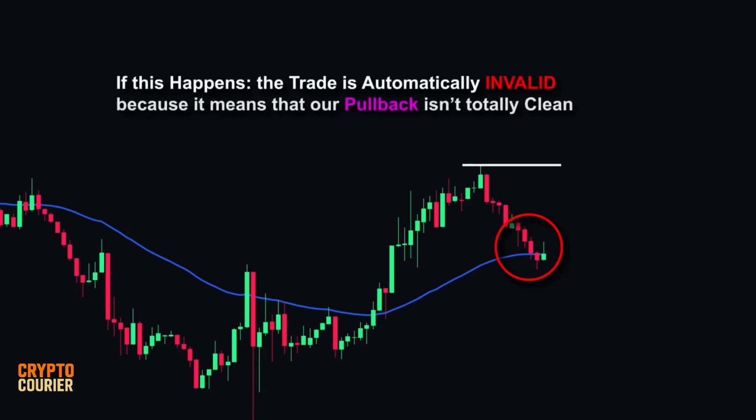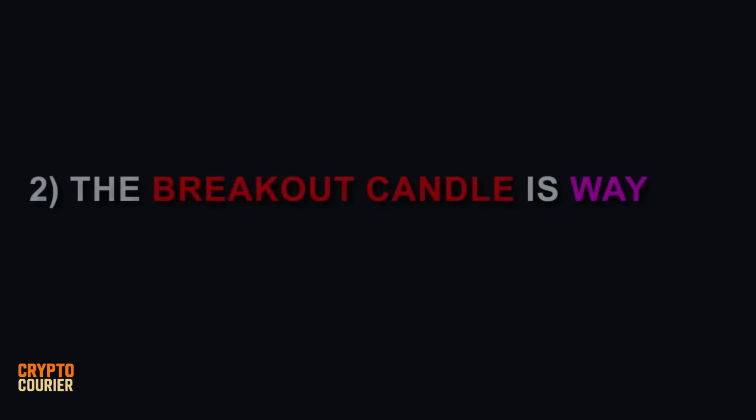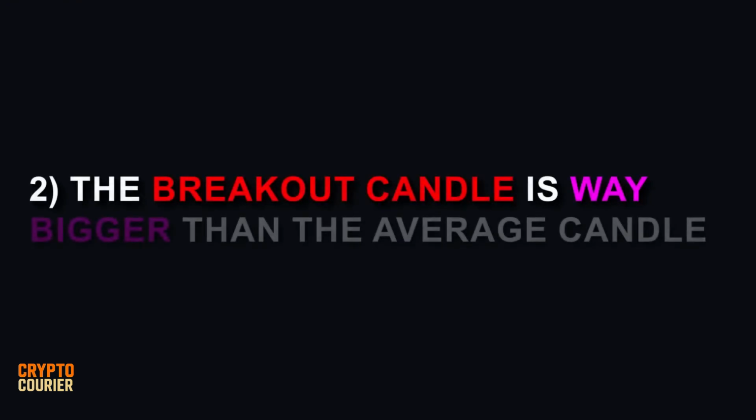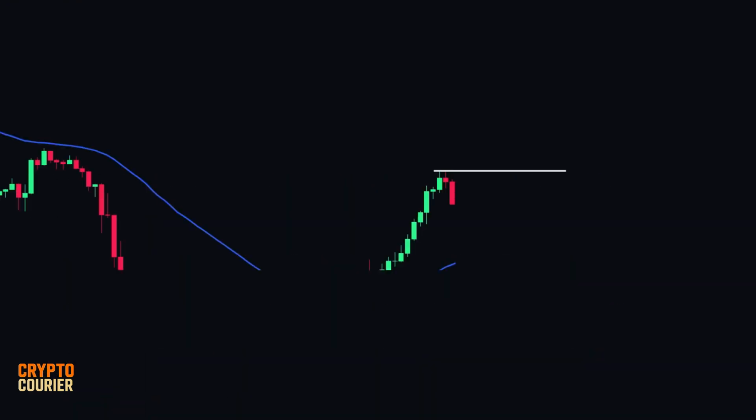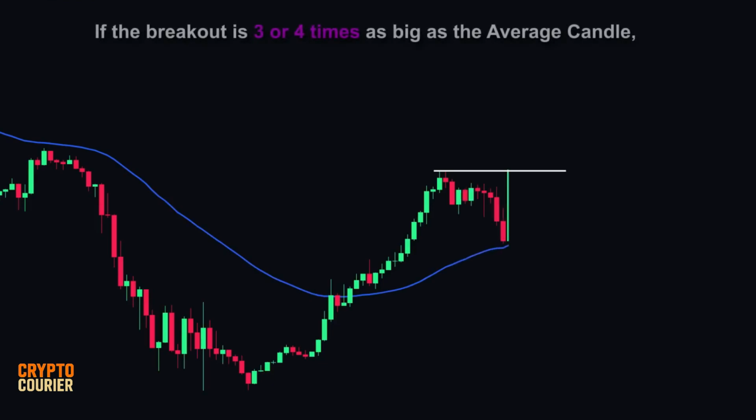The second invalidation for me is if the breakout candle is way bigger than the average candle. So if the breakout is 3 or 4 times as big as the average candle, like in this example, there's a high chance that the breakout is unsustainable.